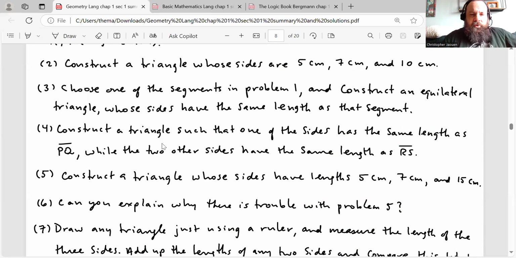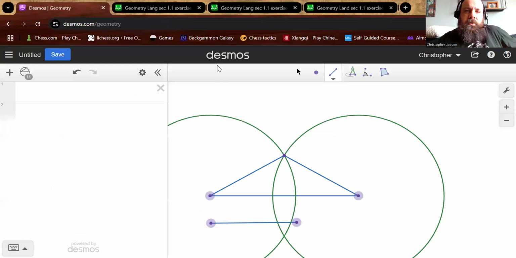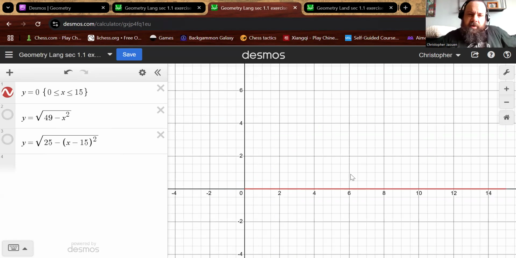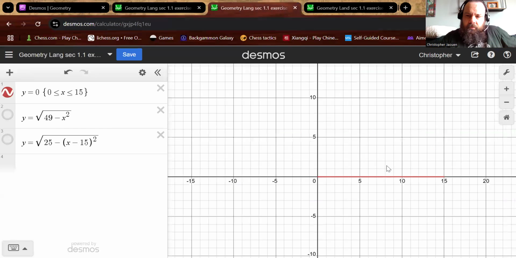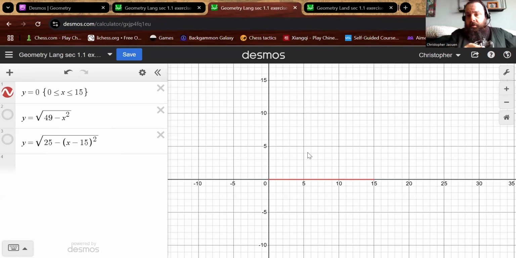All right, question 5. Construct a triangle whose sides have length 5 centimeters, 7 centimeters, and 15 centimeters. So again, I did this on Desmos already. That's this one here. So first off, here I have my line segment of length 15, drawn in red on the x-axis.